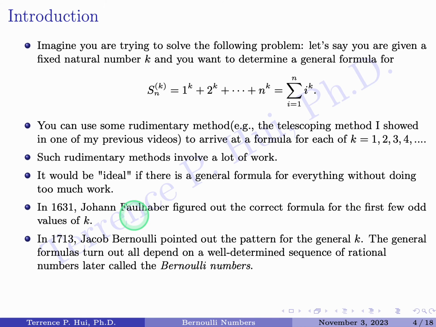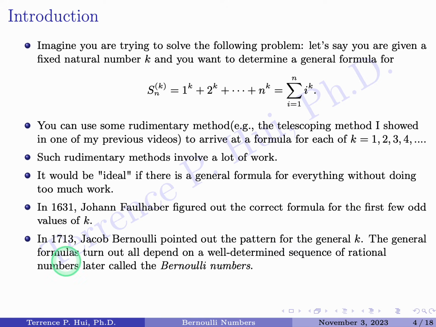Now, what would be nice or ideal is if there's a general formula that we can use. And it turns out that there is. But again, you can use the formula or you can just build it up yourself. Either way. Anyway, in 1631, Johann Faulhaber figured out how to do this, but to the best of my knowledge, he did it only for the first few odd values of k.